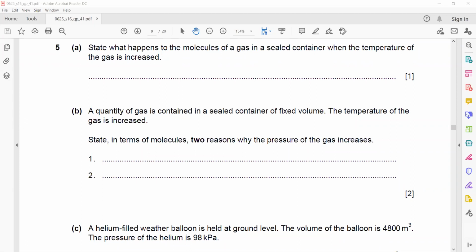Question number 6. Any doubt in question 6? Is there any doubt in question 6?